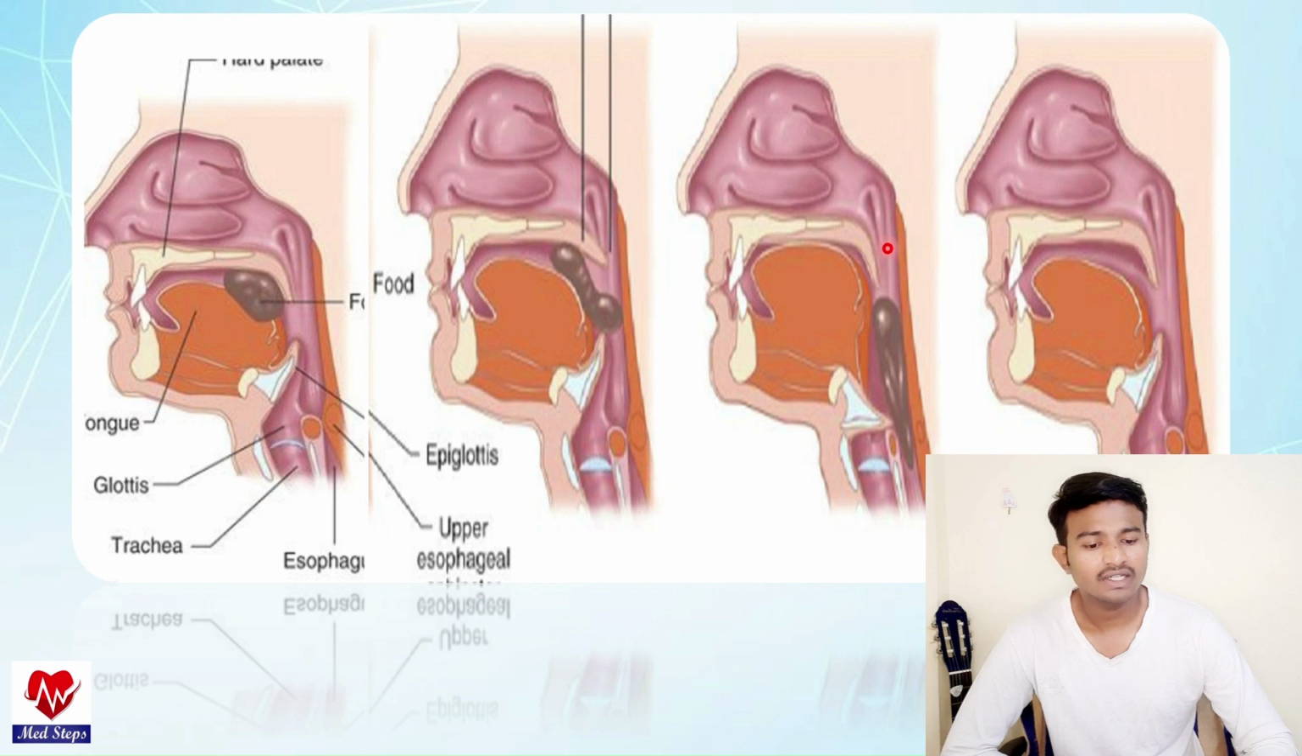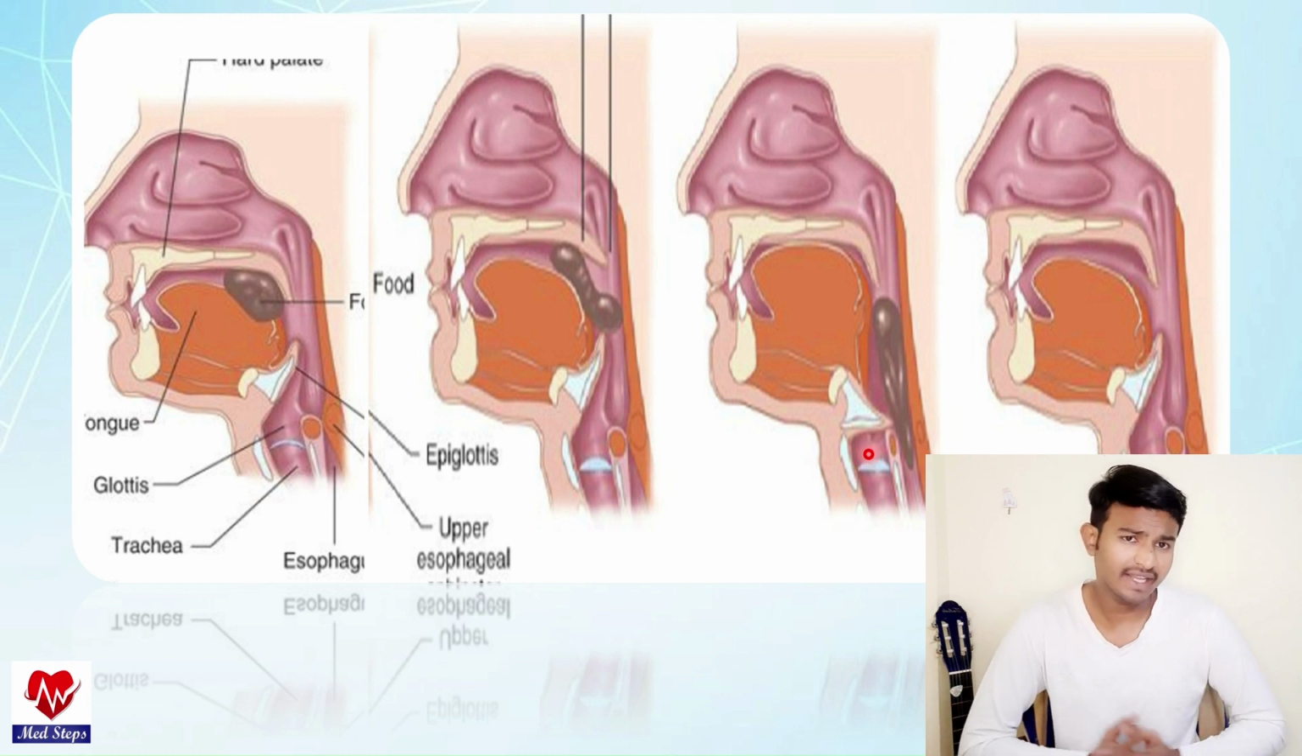In the third picture, the food is passing from the oropharynx to the laryngopharynx. If you see this laryngopharynx, you will get one structure. We call this the epiglottis. This epiglottis will cover the trachea area. Why? If the epiglottis is not covered, what will happen? The food will enter the trachea.